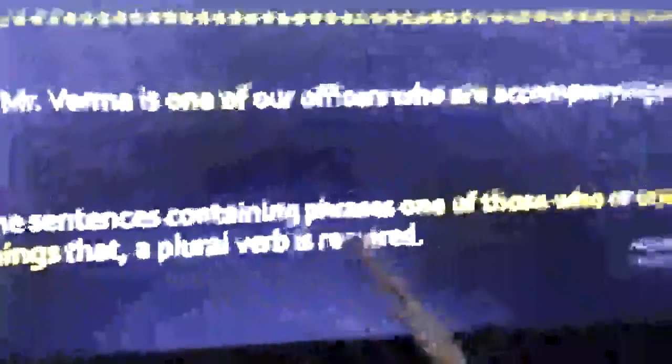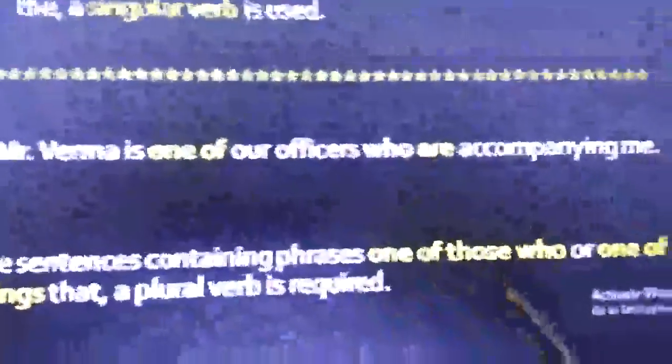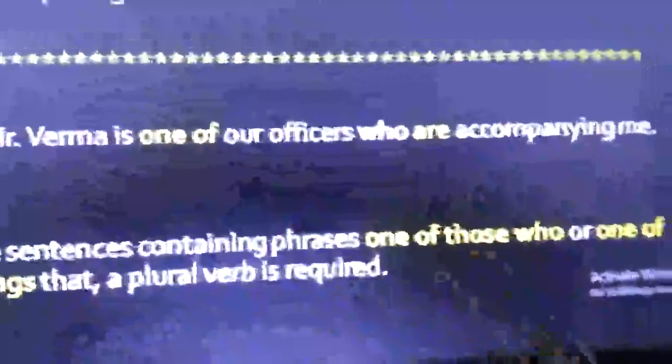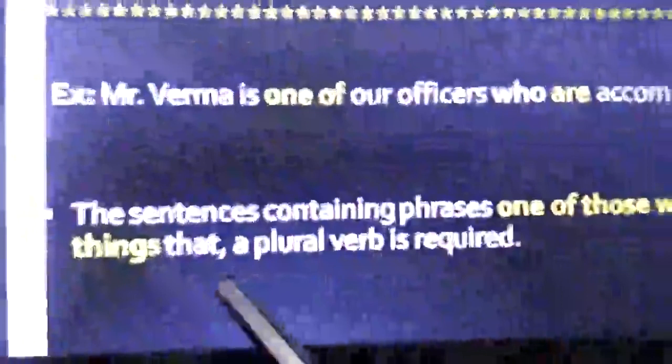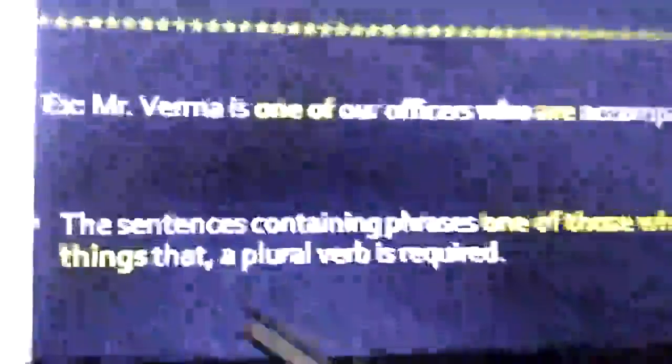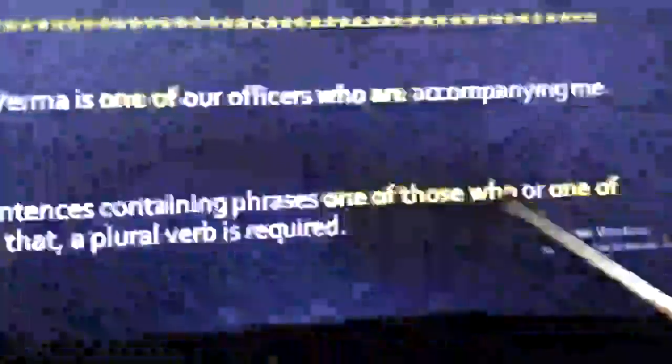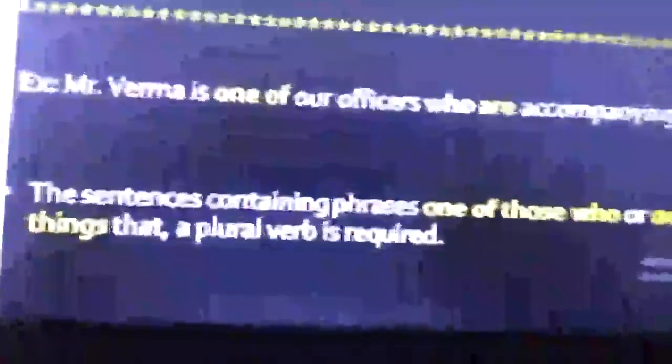Here the sentences containing phrases like one of those who. So if we get such a phrase in a sentence, one of those who, or one of the things that, this is also one more phrase you have to remember. One of those who, or one of the things that. So if you get such phrases in a sentence, definitely the verb will be in plural.